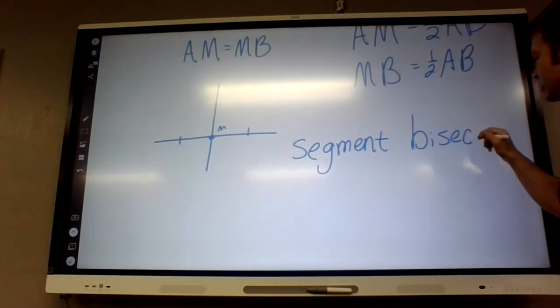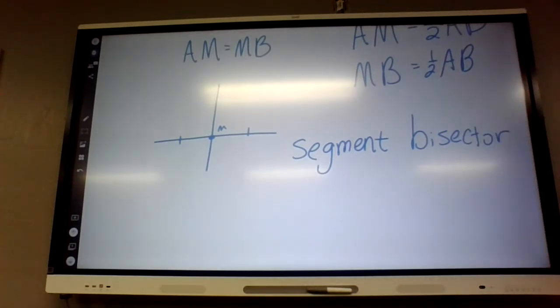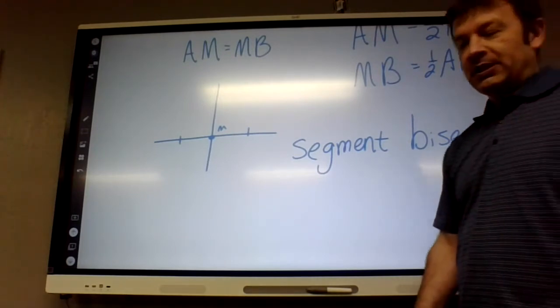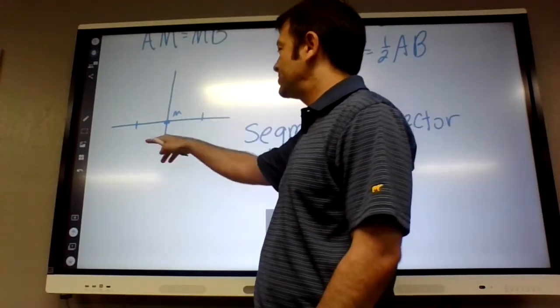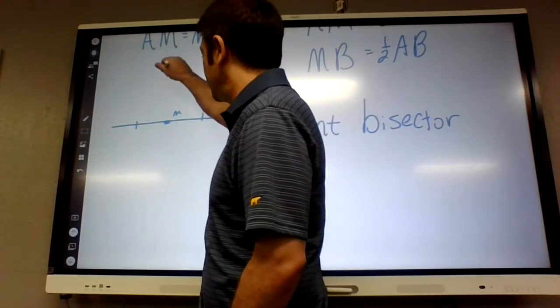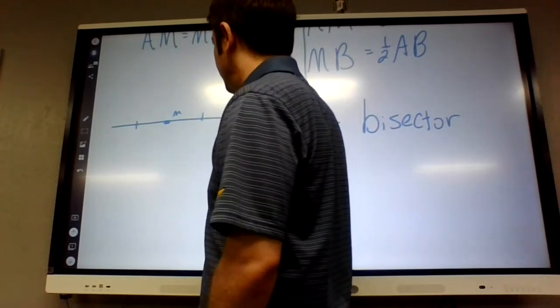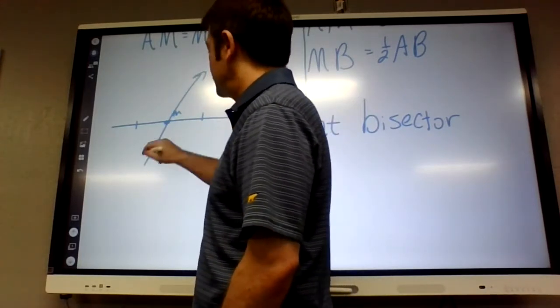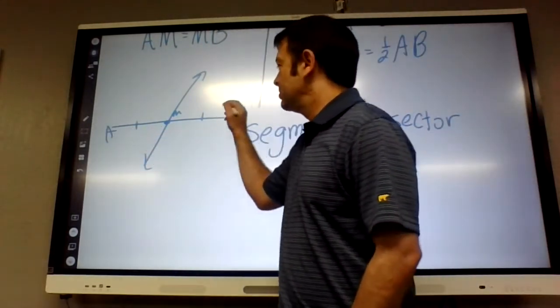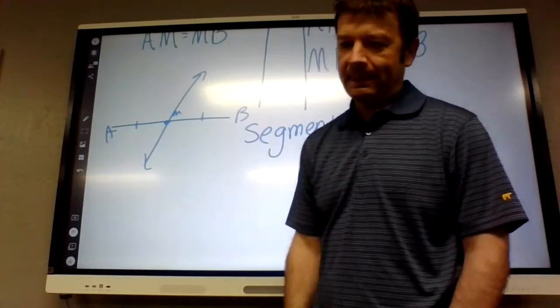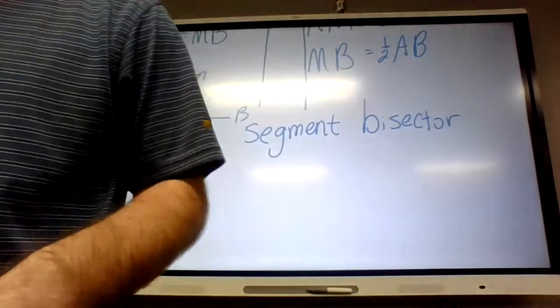You guys know what bisect means? Cut into two. Sect is cut. So like you might bisect a frog in science, biology. Anyway, that's a segment bisector. Sometimes they could be perpendicular. They could just be lines. That line is a segment bisector for segment AB. Anyway, it cuts it in half.